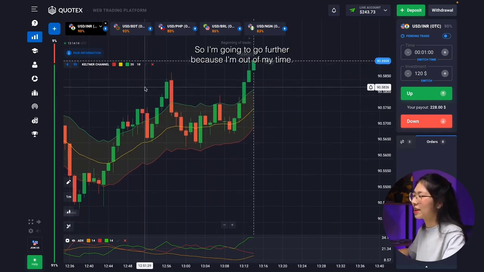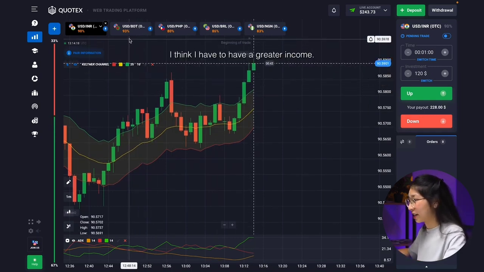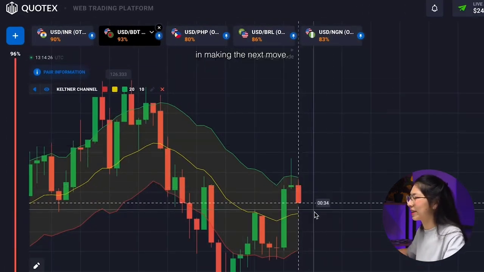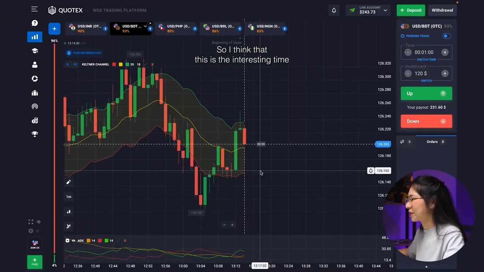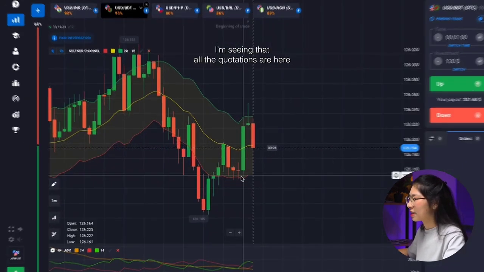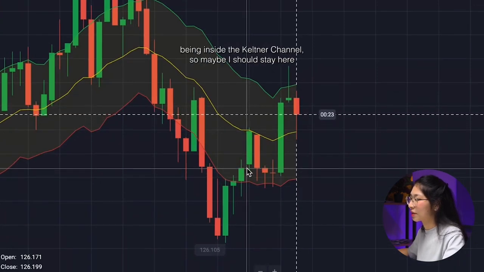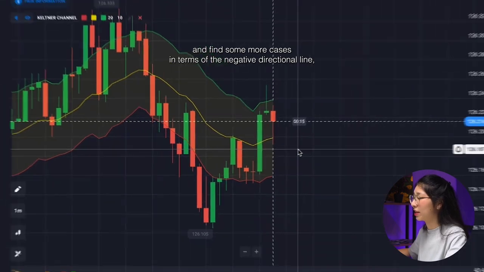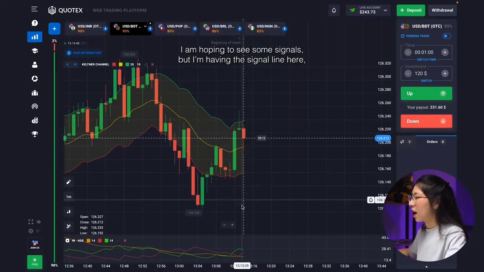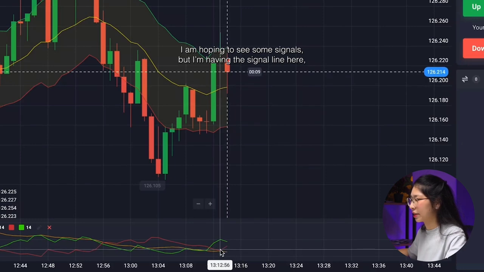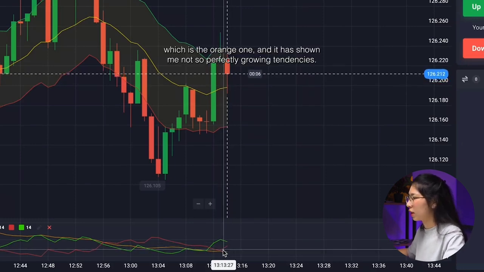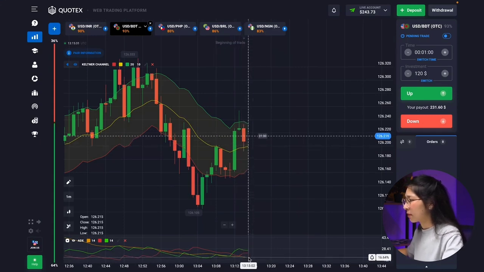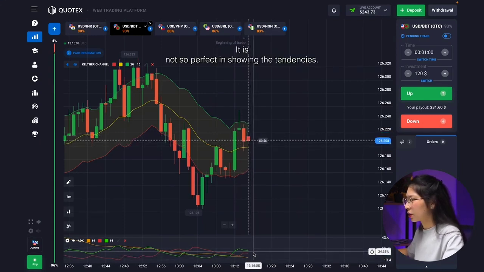I'm going to go further because I'm out of my time, and I think I have to have a greater income. You see, I'm loving talking to you, but I need to be full of my attention in making the next move. I think it is this interesting time which is going to come here, and I'm seeing all the quotations are here being inside the channel. Maybe I should stay here and find some more cases in terms of the negative directional line. I'm hoping to see some signals, but I'm having this signal line here, which is the orange one, and it has shown me not so perfectly growing tendencies. Okay, it's not so perfectly showing the tendencies.